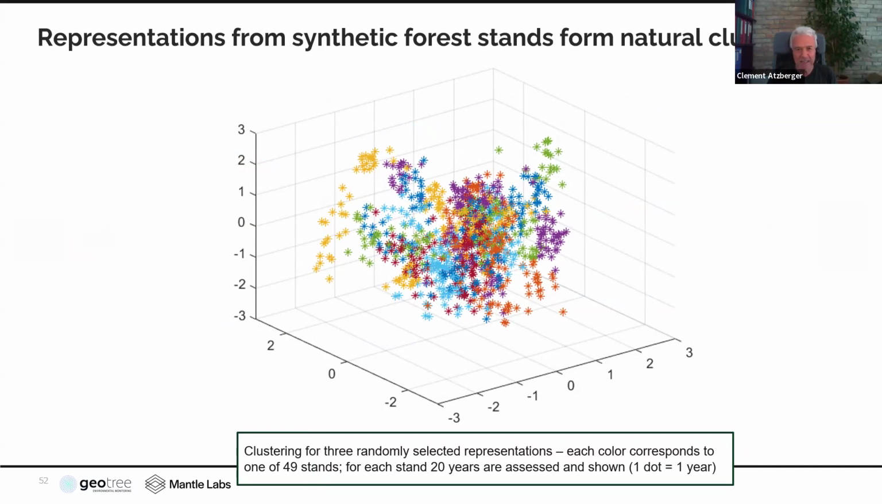What is shown here are 3 out of many representations. Each dot is 1 year of data, and each color is one of these 49 stands. So all that is yellow here on the left-hand side is 1 stand, and you should see, let's say, 20 dots because I have 20 years of data. So you see already that Barlow Twins and any spectral-temporal method apparently learns these differences in structural variables, biochemical variables that characterize a forest.